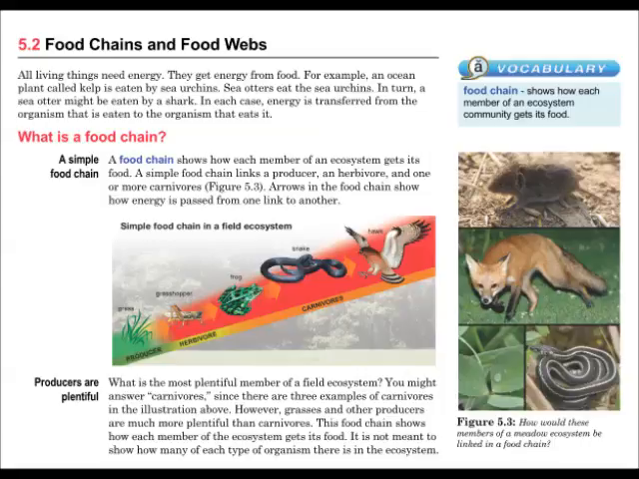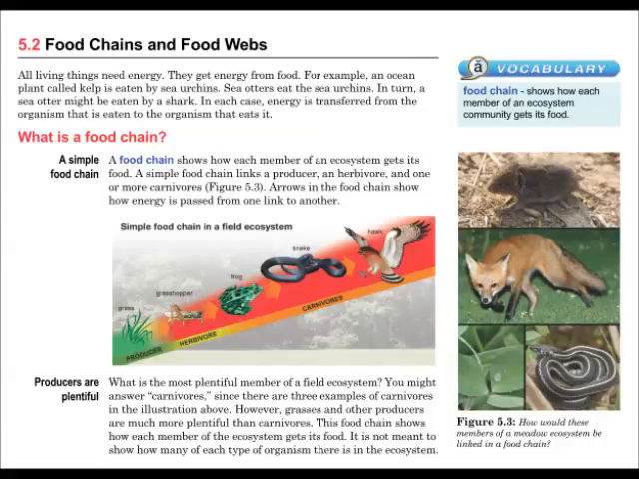Dive 2: Food Chains and Food Webs. All living things need energy. They get energy from food. For example, an ocean plant called kelp is eaten by sea urchins. Sea otters eat the sea urchins. In turn, a sea otter might be eaten by a shark. In each case, energy is transferred from the organism that is eaten to the organism that eats it.